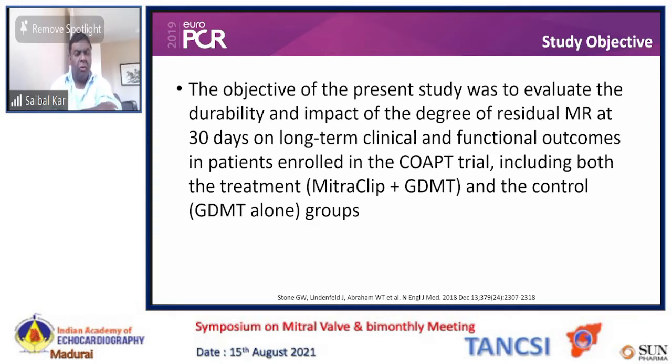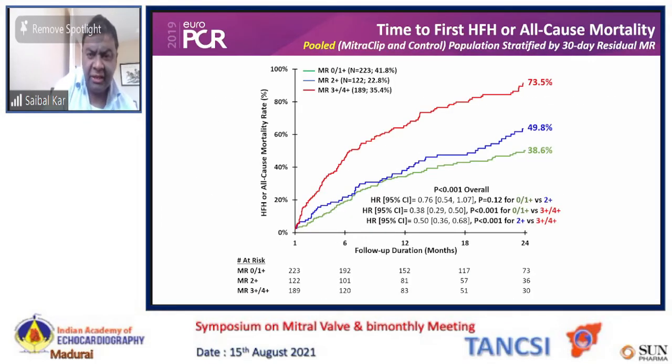In other words, what we wanted to see is those patients in the medical arm with 2+ MR and those with 3-4+ MR, and those in the MitraClip arm, did they behave differently or did they behave the same? So when you look at this slide, this is the pooled data. If you take both groups of patients, the red line represents 3 or 4+ residual MR. The blue and the green lines represent 1 or 2+ MR, 2+ or less.